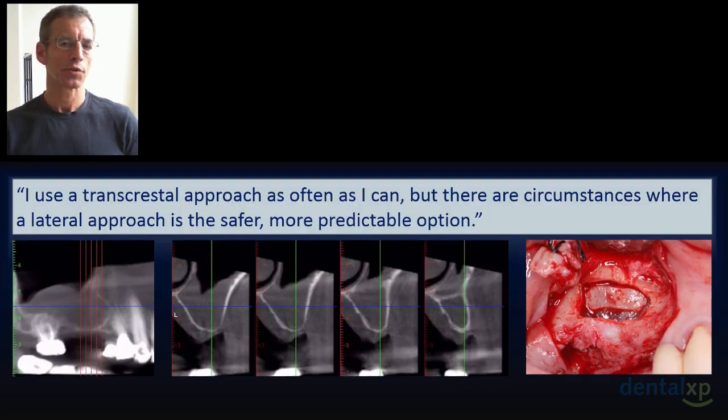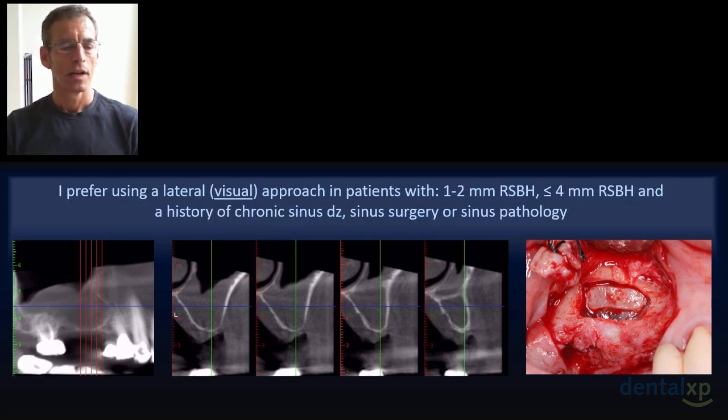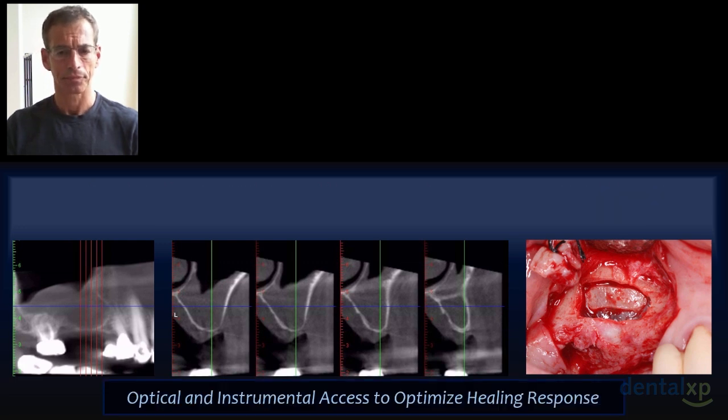Now, I do use a transcrestal approach as often as I can, but there are circumstances where a lateral approach is safer and a more predictable option. I prefer to use a lateral or visual approach in patients who have 1 to 2 millimeters of subantral bone, where I feel it is very difficult for me to achieve very good primary stability. Also in patients who have less than or equal to 4 millimeters of subantral bone, but with a history of chronic sinus disease, sinus surgery, or sinus pathology.